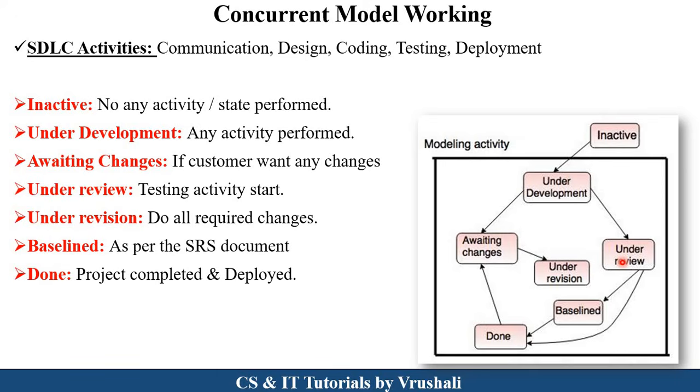Under review means the testing phase. Here the tester tests the complete product and checks whether it matches the customer requirements or not. After under review, it moves to the next state, that is baseline. Means it checks that the complete product is as per the SRS document or not. And after baseline, it moves to the done state. Done means your project is completed and deployed to the customer. And after completing, if the customer wants any changes, then it again goes to the awaiting changes state in this way. Clear? So basically the concurrent model displays the state of each and every activity.